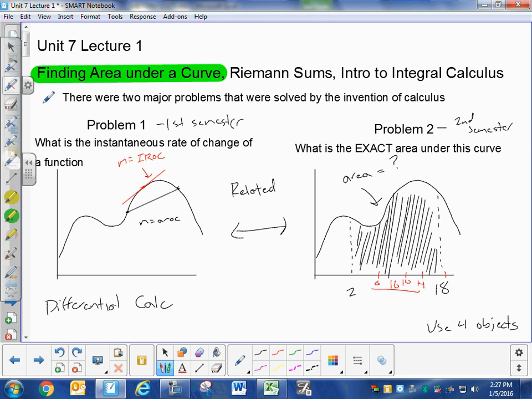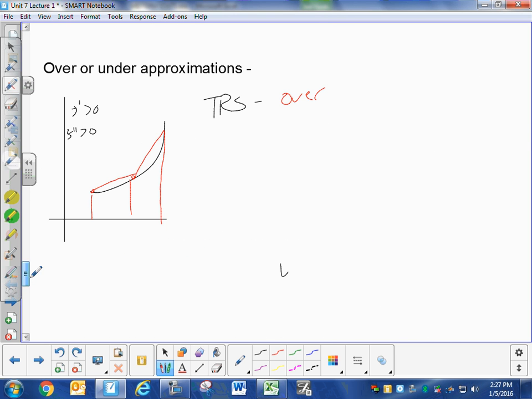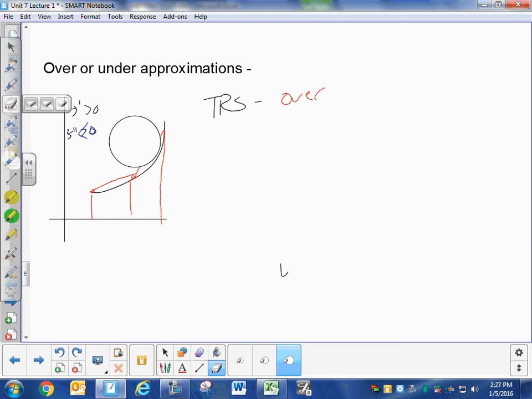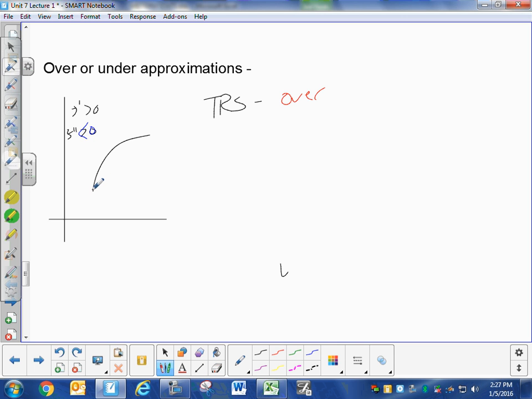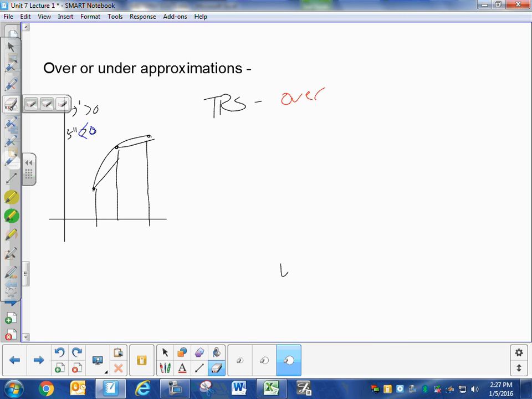If f double prime was negative, you would see that it would be under. Let's change that to negative. Let's start over. Here would be concave down, trapezoid, connect the dots. You'd see those straight lines would be under the actual. Something like that. So the concavity would help you determine that the trapezoidal Riemann sum would give you an under.